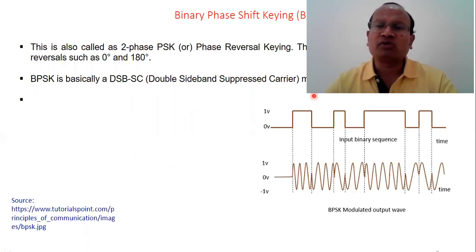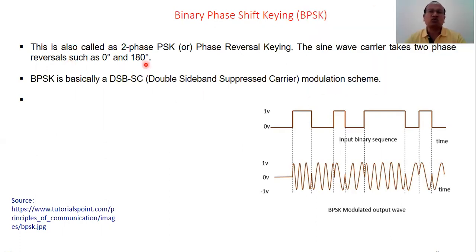As I told you, there are two main versions. One is BPSK. This is also called two-phase PSK. Sometimes it is therefore also referred to as phase reversal, because there is a change of phase of 180 degrees, a reversal. So the sine wave carrier undergoes phase reversal such as 0 degree and 180 degree. You can see it in the diagram. And BPSK is basically DSBSC, a double sideband suppressed carrier modulation scheme.